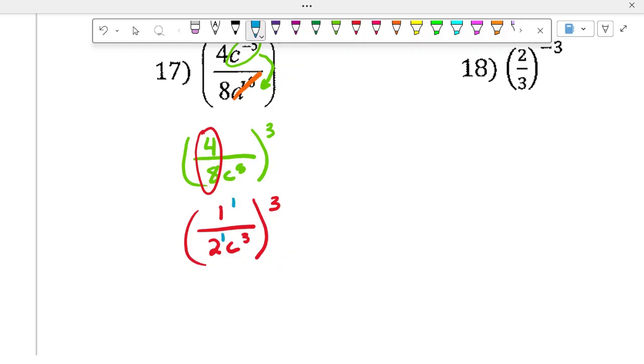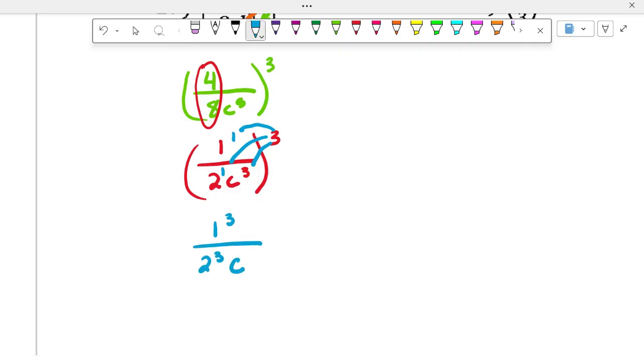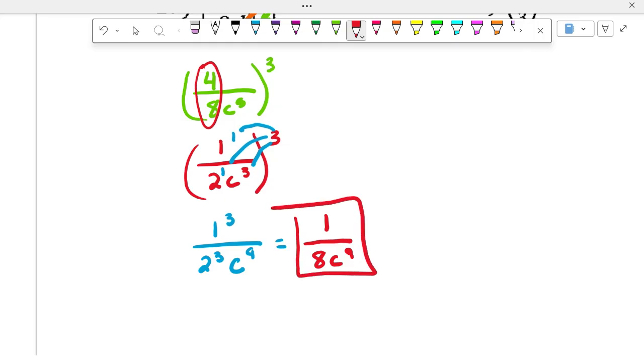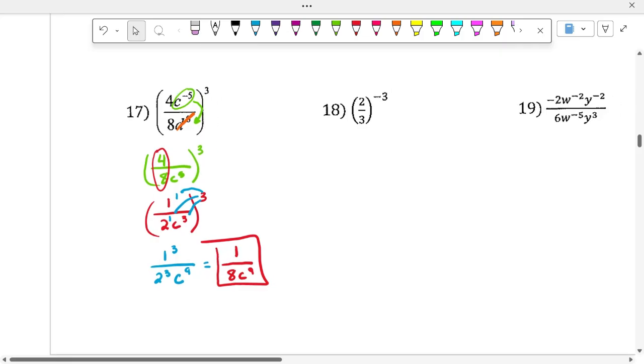I'm going to put my 1s next to all my bases so I don't forget about them. I'm going to multiply the 3 to all 3 of these. So this would be 1 cubed over 2 cubed, c to the what? What's 3 times 3? 9. And then I simplify where I can. What's 1 cubed? 1. 1 raised to any power is always 1. What's 2 cubed? 8. And then c to the 9th remains. We could have done the power rule first and gotten the exact same thing. It really doesn't matter.